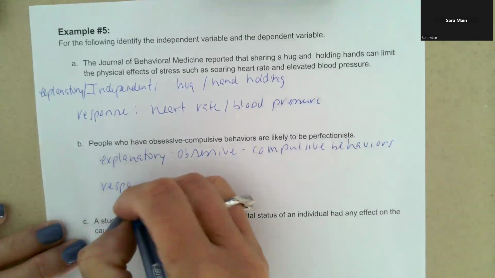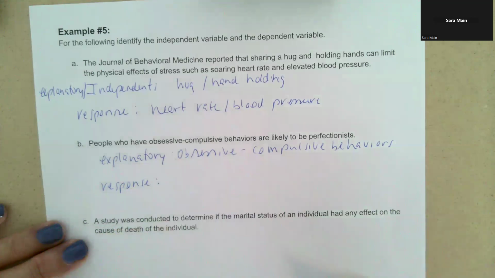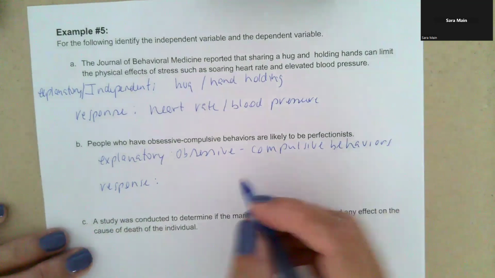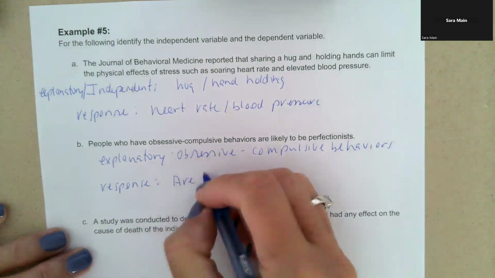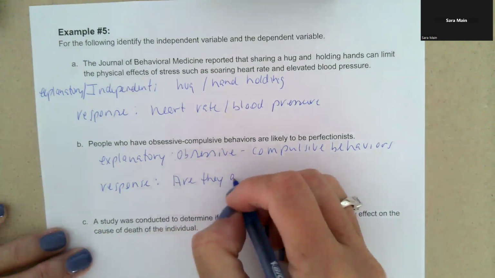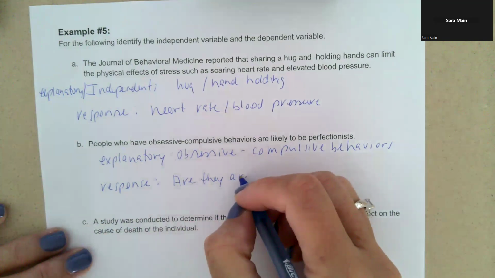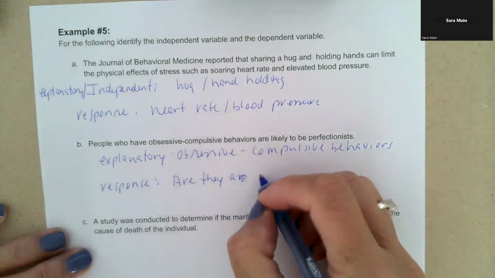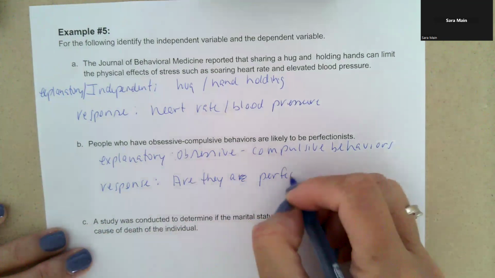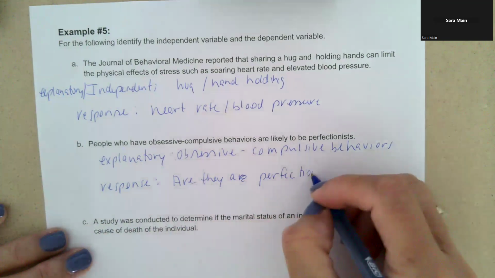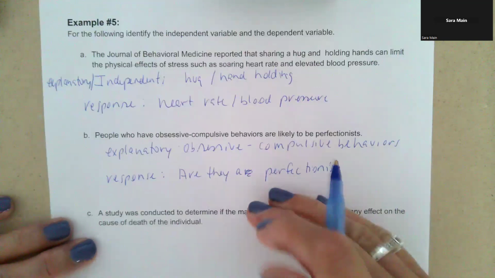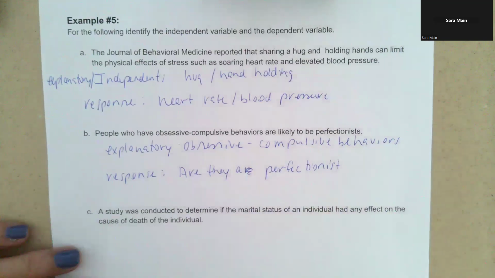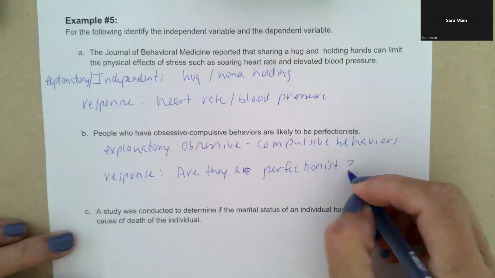And then the response variable that you're going to collect, you would ask the question, are they perfectionists? And again, you have to define what you mean by a perfectionist, right? You have to have something to quantify that or to be able to qualify that. So that would be a question.